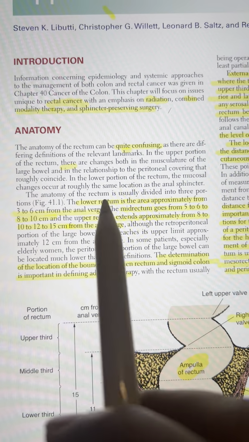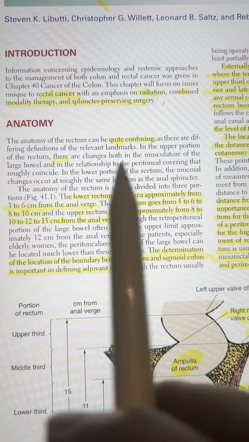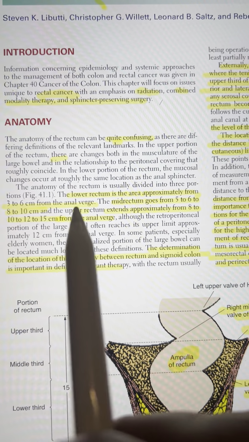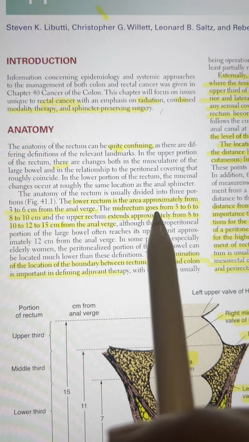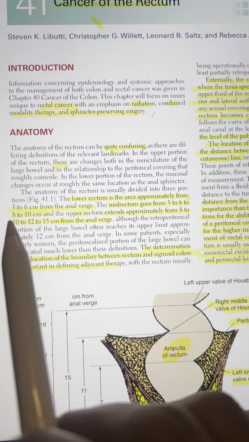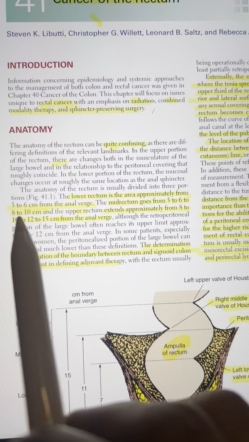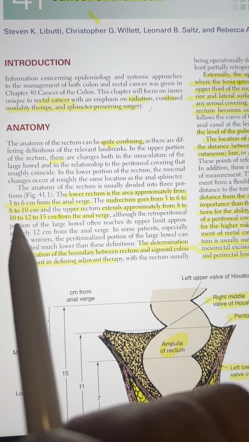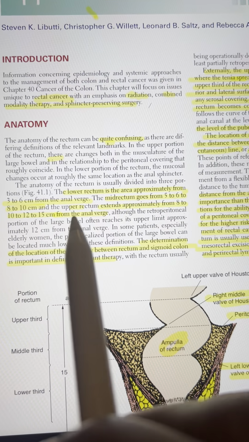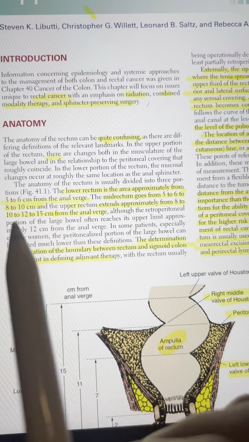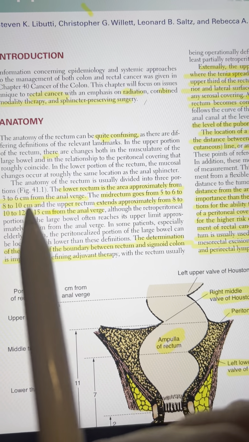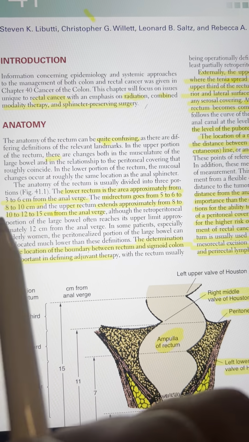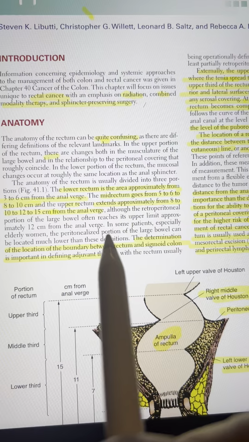The rectum is usually divided into three portions. The lower rectum is the area approximately 3 to 6 centimeters from the anal verge. The mid rectum goes from 5 to 6 centimeters to 8 to 10 centimeters, and the upper rectum extends from 8 to 10 to 15 centimeters. So upper is 10 to 15 centimeters, mid is around 5 to 10 centimeters, and lower is 3 to 6 centimeters from the anal verge.